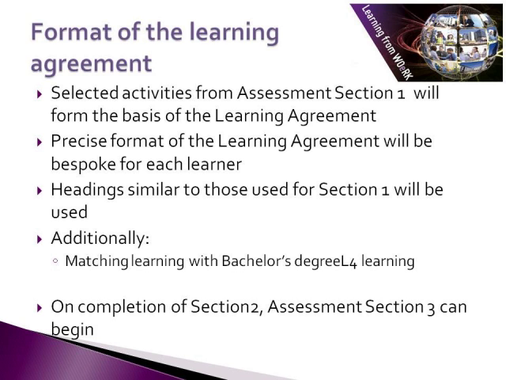The learning agreement can be drawn up as a Word document in the first instance and submitted for informal feedback from the tutor through the e-portfolio or by email in a manner discussed at the end of Assessment 1. Once the Section 2 part of the assignment has been completed, the learner can then begin on Section 3, and this will be the subject of the next presentation.